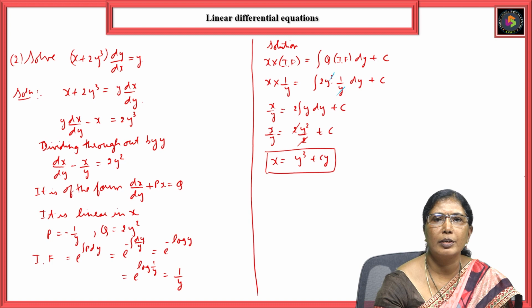So this is what you studied, linear differential equation. In the next class we will study Bernoulli's differential equation, Bernoulli's equation.